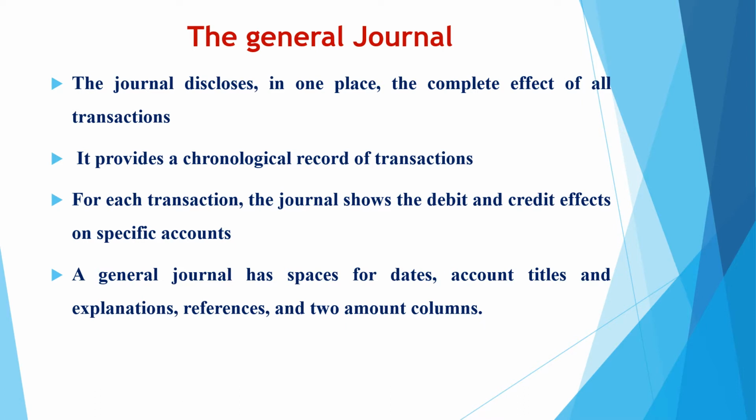For a transaction, we will record in the General Journal the following: the date of the transaction, the titles of the accounts affected, a little explanation about the transaction, the references of accounts or the codes given for each account, and, in two different columns, the debit amounts and the credit amounts.